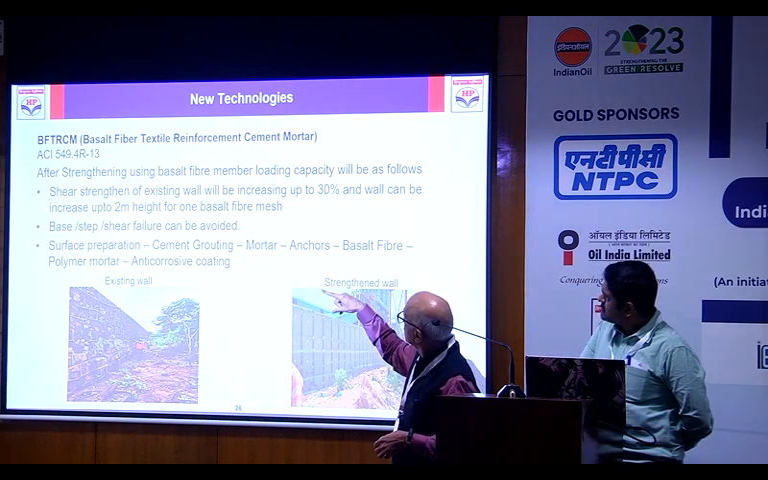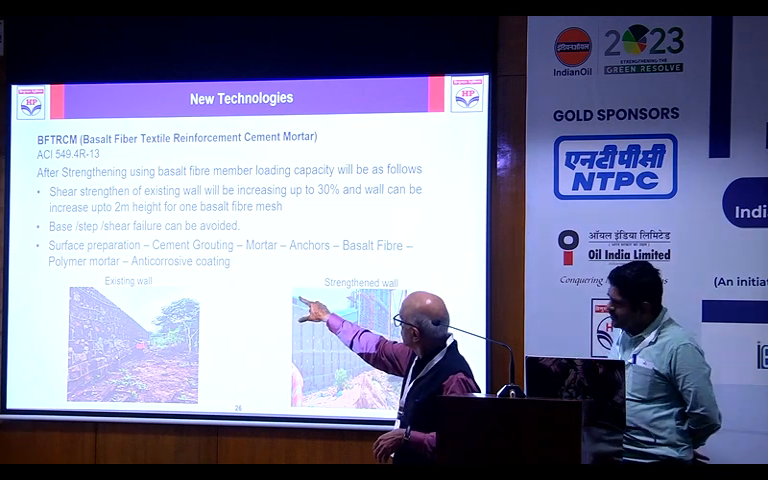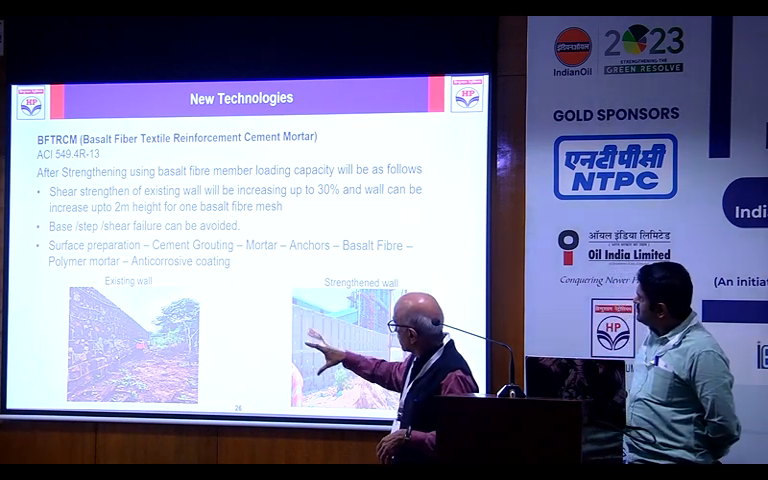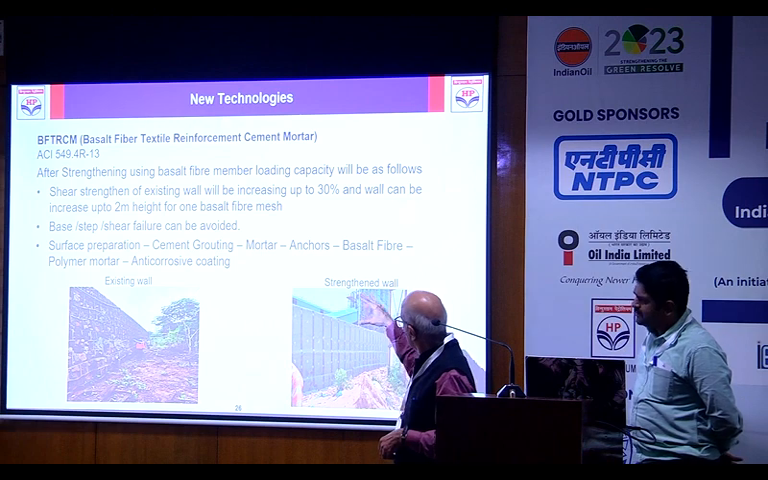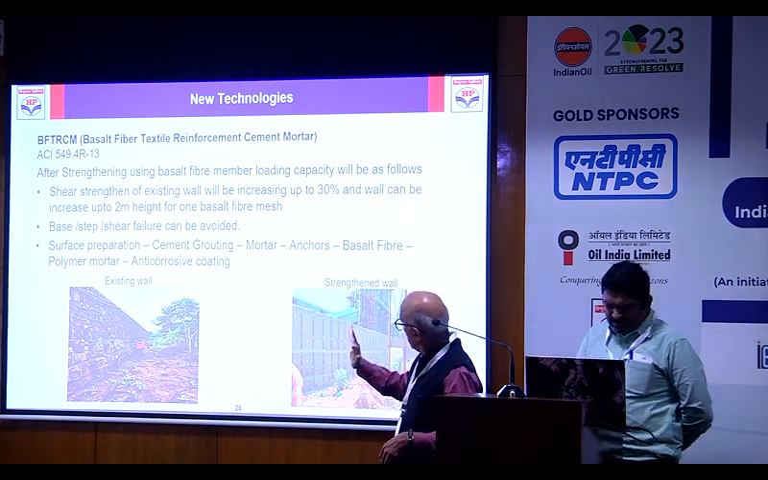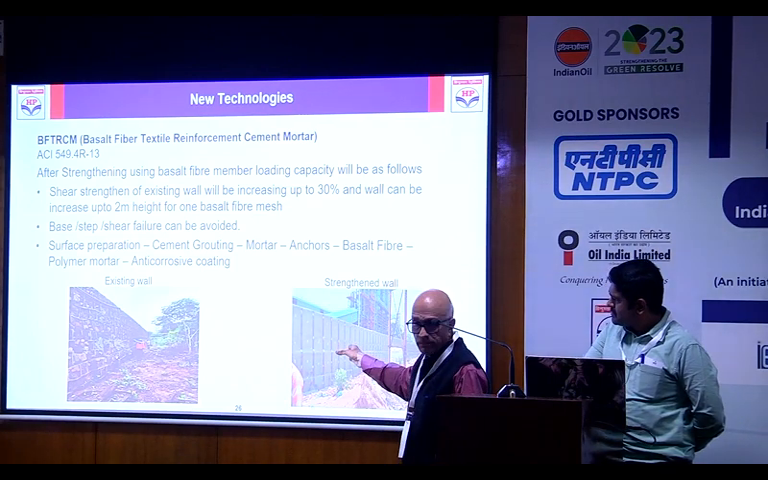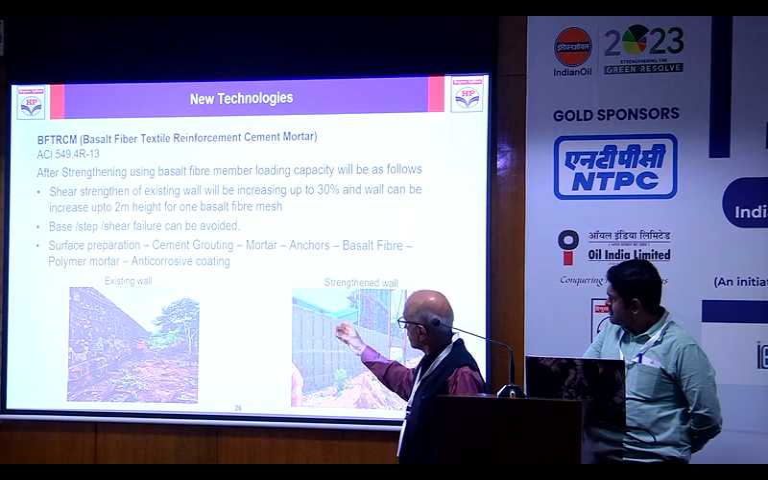We put this basalt fiber textile. This is also a wrap on that. So you do cement preparation, crack grouting and repairs in the conventional way, mortar. Then you put anchors to the mat, basalt fiber, polymer mortar, and anti-corrosive coating. This is a good new wall that has come. And time saved, money saved.